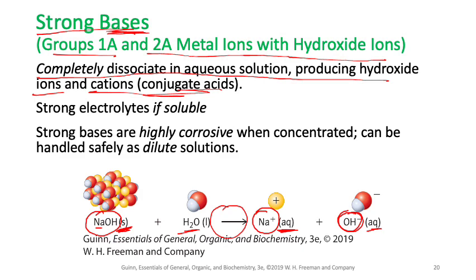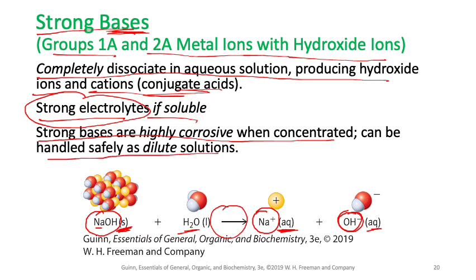right? Okay. So strong electrolyte: if these bases are soluble in water, they can act as a strong electrolyte. Means if the ionic compounds are soluble, you have a lot of ions present in the solution and it can behave as a strong electrolyte because you have a high concentration of ionic form in the solution. Strong bases are also highly corrosive, similar to the acid when concentrated, and they can be handled safely if you dilute those concentrated strong bases.